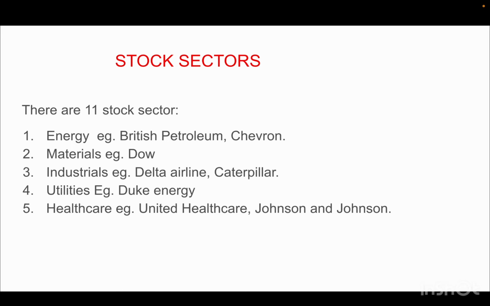Okay, so we talked about stock, we talked about its meaning, and we got examples. But the stock market is divided into 11 sectors. That's how all the stocks in the stock market have been divided. So let's get into it one after the other. These are the 11 sectors in the stock market.